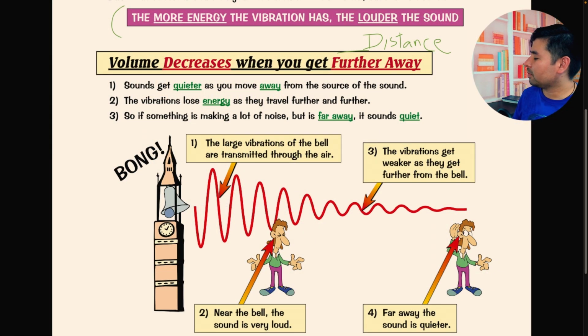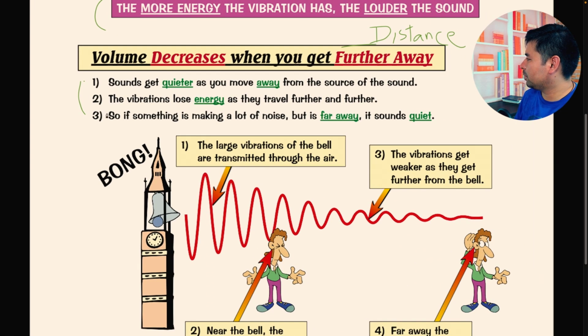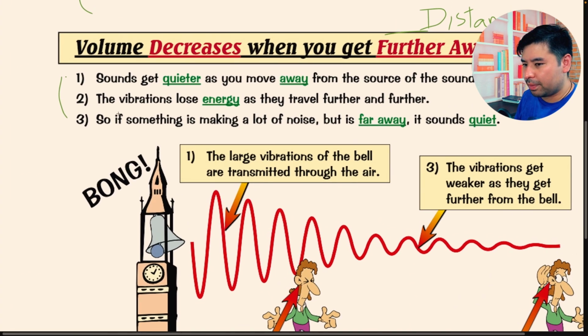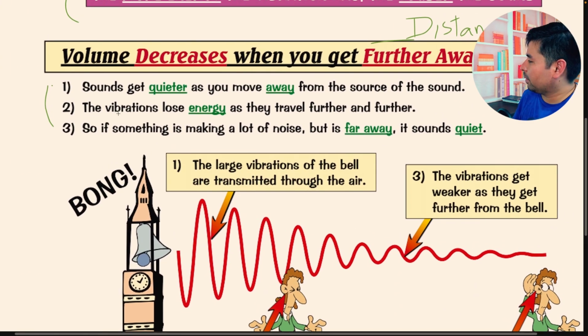So let's continue here, right? We have number one, number two, number three here. I'm going to get a little bit close just for us to be able to read it a little bit better. So follow me. Sounds get quieter as you move away from the source of the sound, from the start of the sound. That's the meaning of source. Number two, the vibrations lose energy as they travel further and further. As they move on, the vibrations' energy, the power, starts to decrease. It starts getting weaker.